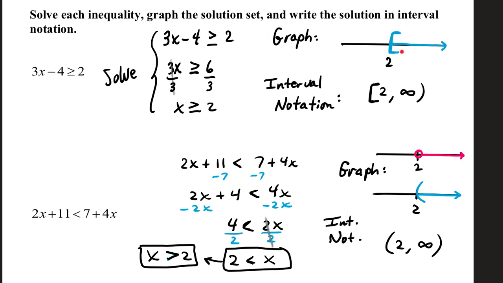To include your cutoff number, you use a bracket or a closed circle. Numbers that are greater than 2 will be to the right of it on a number line, so all answers will fall inside of 2, including it, or larger.